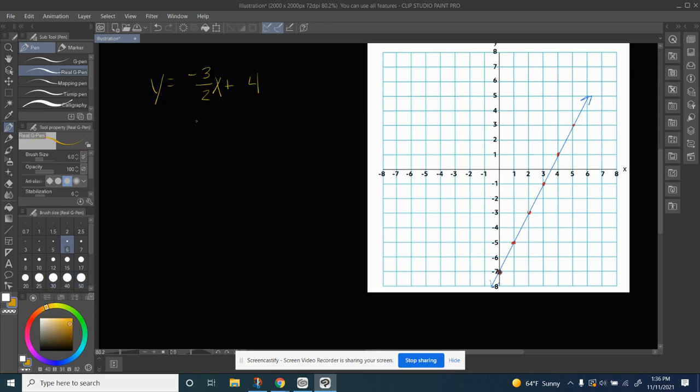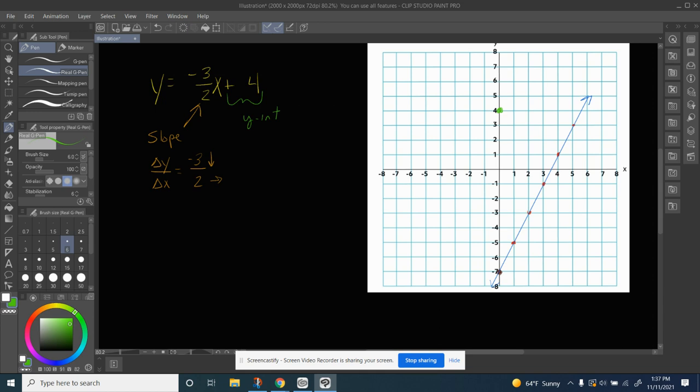Again, we want to identify that the slope is right here. This is the negative 3 over 2. And that is the delta y over the delta x, which means negative 3 over 2, or down 3 spaces and right 2 spaces. And this positive 4 is our y-intercept, and that's where we're going to start. So I'm going to start at positive 4 on the y-axis.